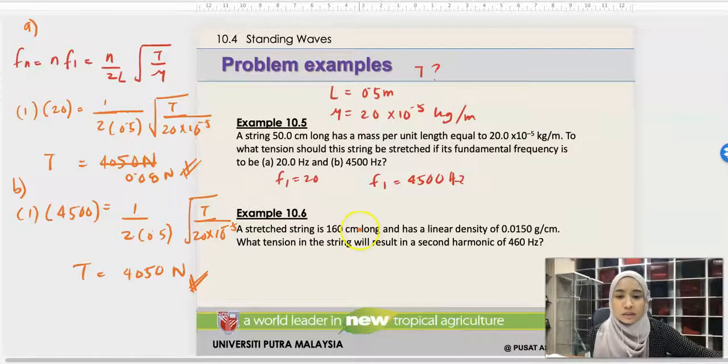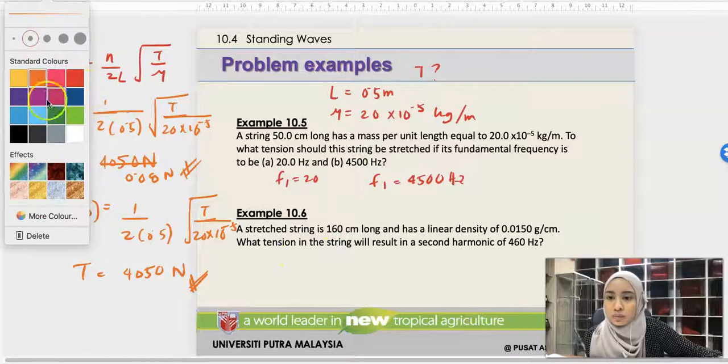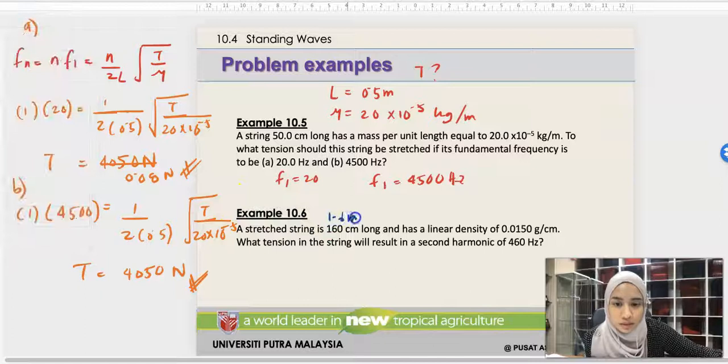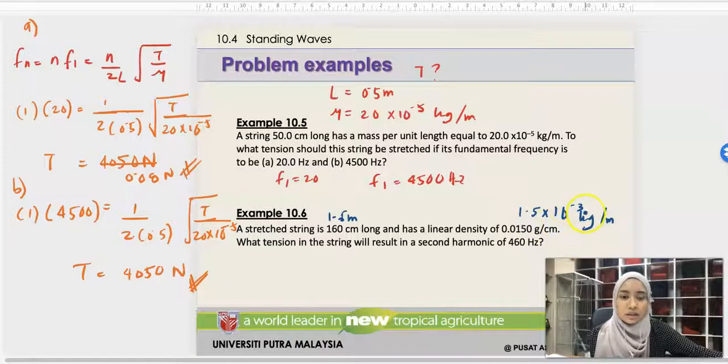Alright, moving on to the next example. A stretched string is 160 meter long. Convert this to SI unit. Let me use blue so that we have a distinction between the two. So this is 1.6 meter. Okay, and it has a linear density of 0.015 kilogram per centimeter. This is not in SI unit, so I have to convert that. You already know how to convert this, so I'm just going to give you the answer, 1.5 times 10 to the minus 3 kilogram per meter. So that's in the SI unit.